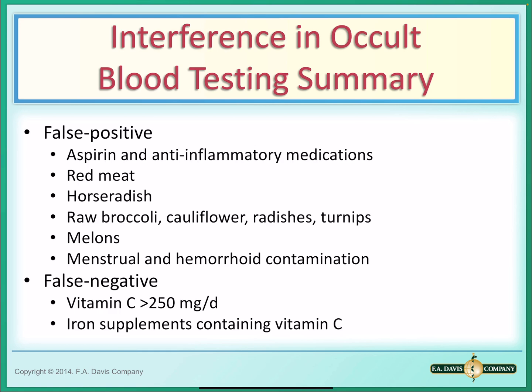And here are some false positive and some false negative reactions that may occur that you need to be aware of. You may get a false positive in the presence of aspirin and anti-inflammatory medications, red meat, horseradish, raw broccoli, cauliflower, radishes, turnips, melons, and menstrual or hemorrhoid contamination. False negatives, on the other hand, can come from high levels of vitamin C and iron supplements that contain vitamin C.